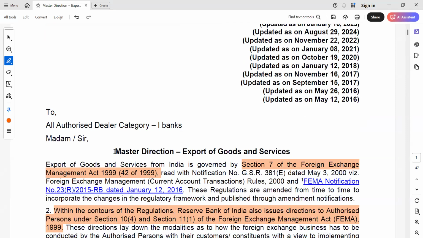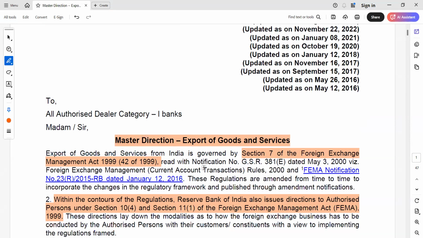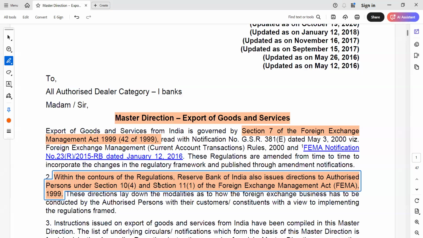Okay, so this is the master direction on exports of goods and services. So friends, under Section 7 of the Foreign Exchange Management Act 1999, the Reserve Bank of India is giving the direction. Okay, and within the contour of the regulation, Reserve Bank of India also issues direction to authorized persons, meaning authorized dealers, under Section 10 subsection 4 and Section 11 subsection 1 of the Foreign Exchange Management Act 1999.